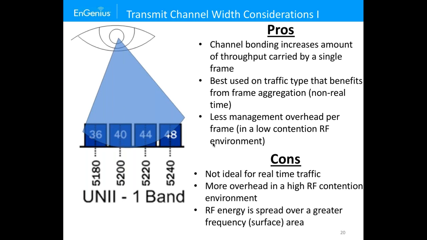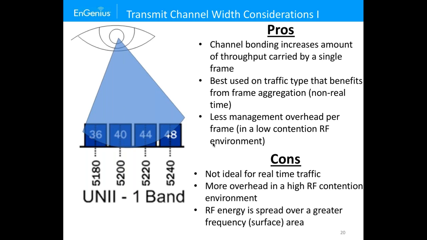And RF energy is spread over a greater frequency area, or surface area, in non-technical terms. That means I'm taking the same RF energy and spreading it across more frequencies. I'm actually decreasing the amount of output power I could put on that radio, because the FCC limits how much I could actually output. If I take the same output power, which I cannot change, and spread it across more frequencies, effectively I'll have less output power, which is not good. For higher data rates you need a higher signal-to-noise ratio, so you're lowering your signal ratios.